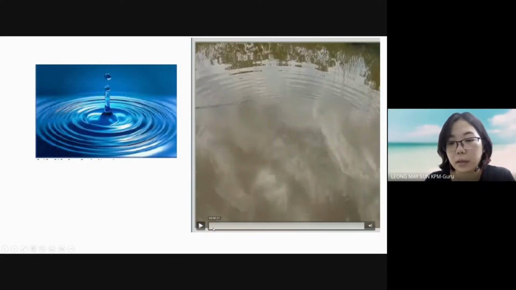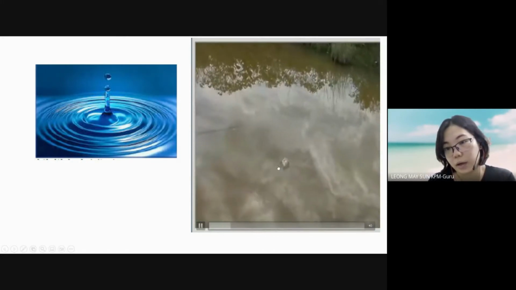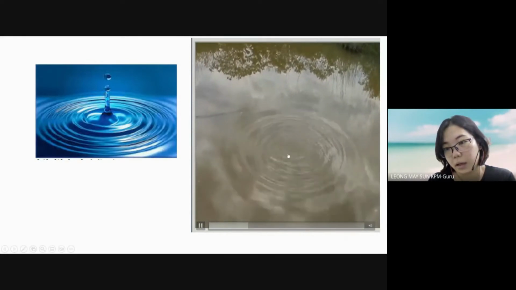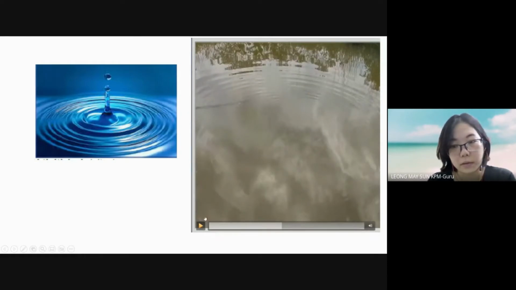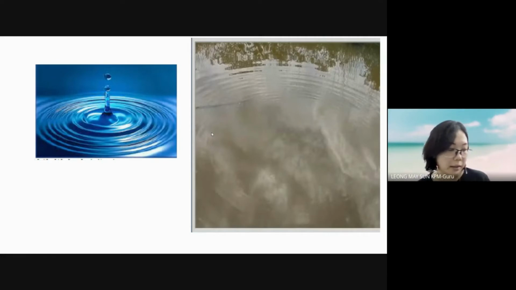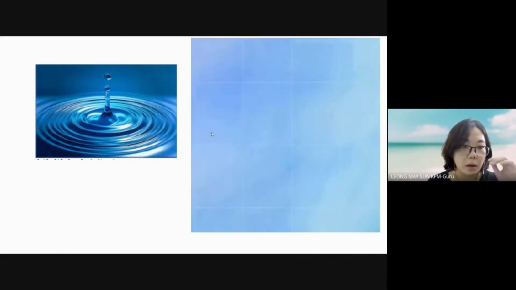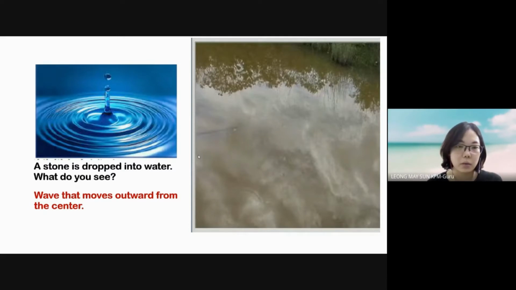Alright, so this particular video is where a person drops a stone onto a calm pond, and we will see water waves. These are the ripples that we normally see when we drop an item into a calm pond. So water waves move outwards from the center.